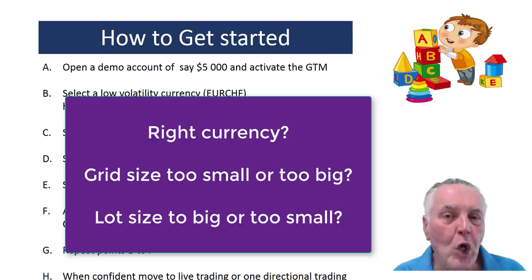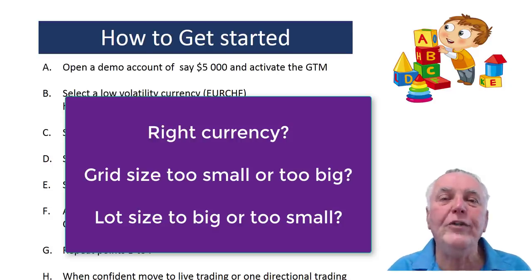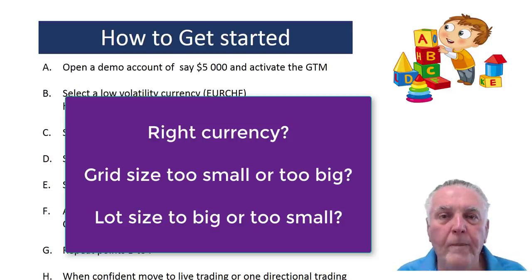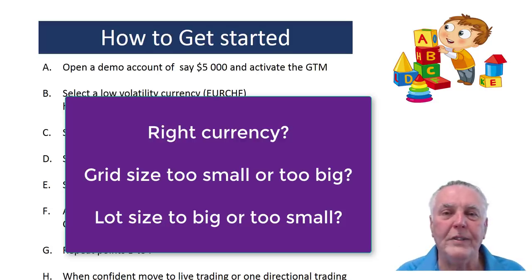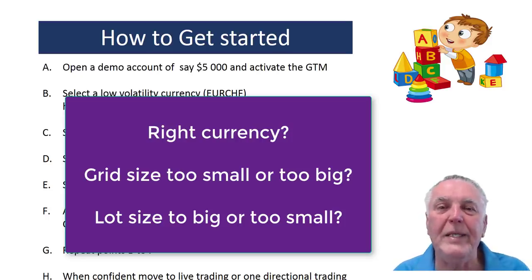Now, if you've made a loss, the chances are that your grid size was too small, because how grid sizes work, the smaller the grid size, the greater the risk. The bigger the grid size, the smaller the risk. So if you've made a loss, just increase the grid size, as simple as that.